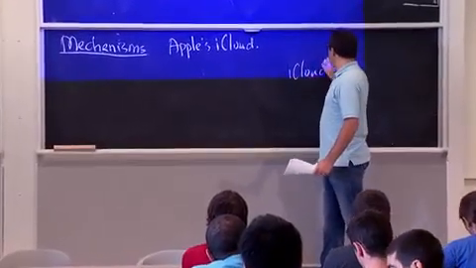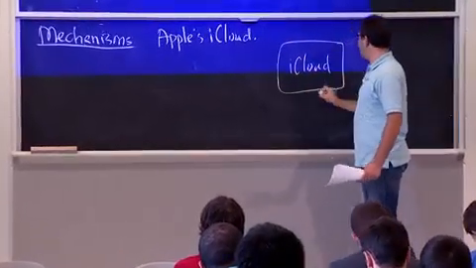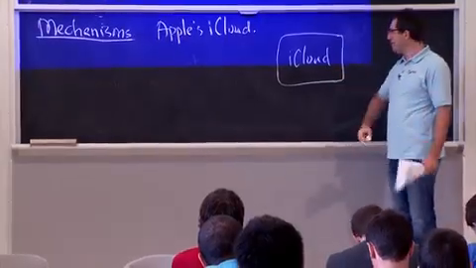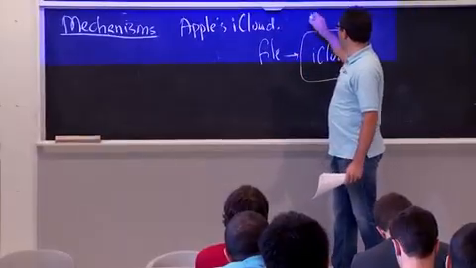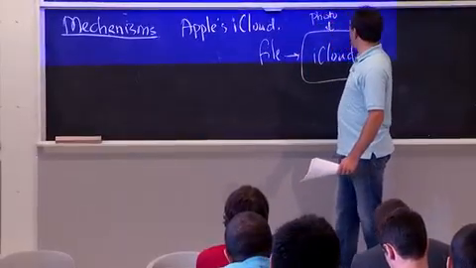So what does iCloud look like? Well, it basically provides lots of services for the same set of accounts. Maybe you have your file storage on iCloud. Maybe you have your photo sharing. Maybe you have other interfaces.